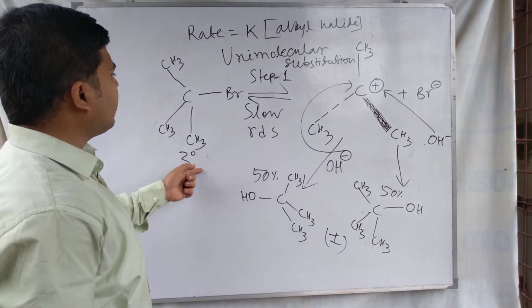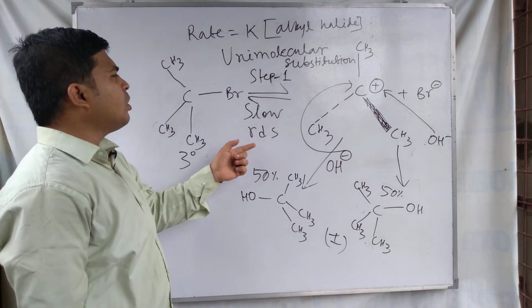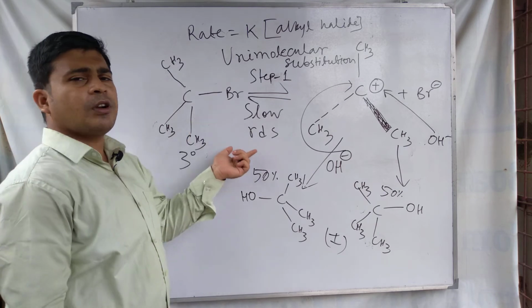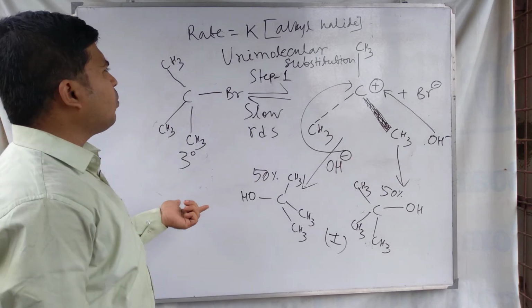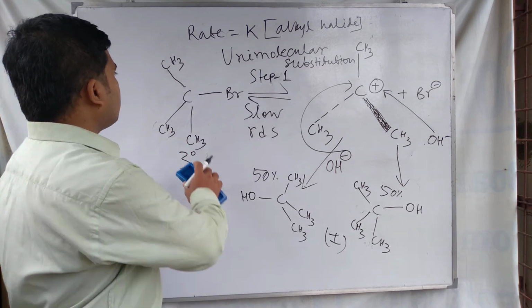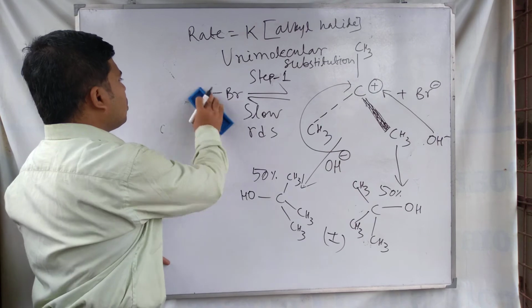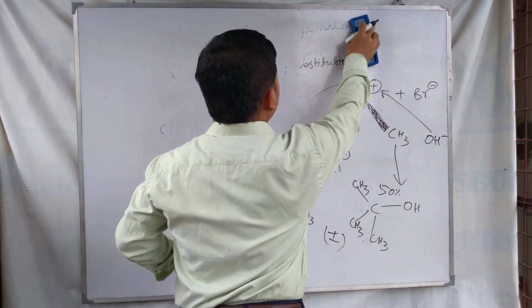It is unimolecular because in the rate determining step, the rate depends only on the concentration of alkyl halide. For this reason, this one is called the unimolecular substitution reaction. Now we will talk about the reactivity of alkyl halides for SN1 and SN2 reactions.